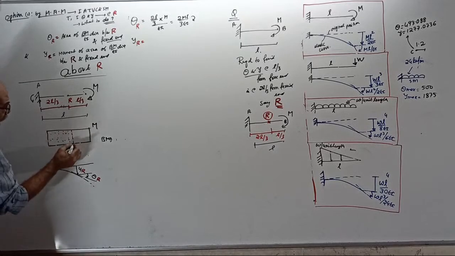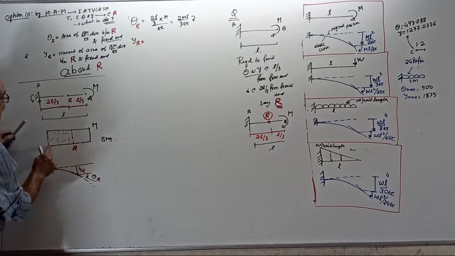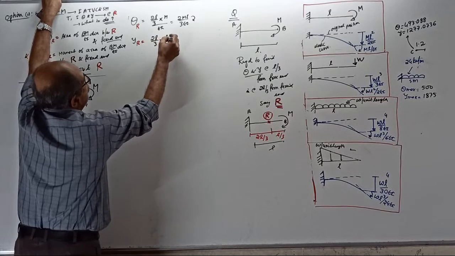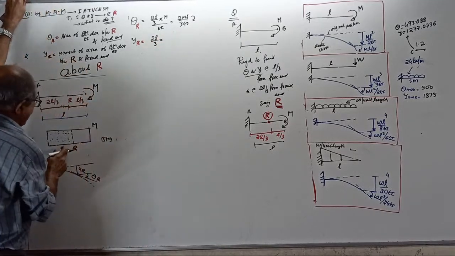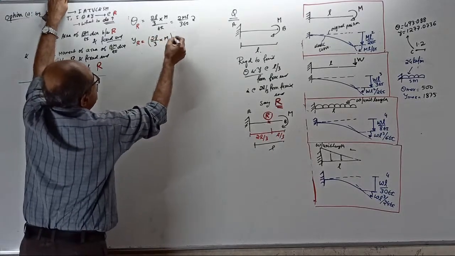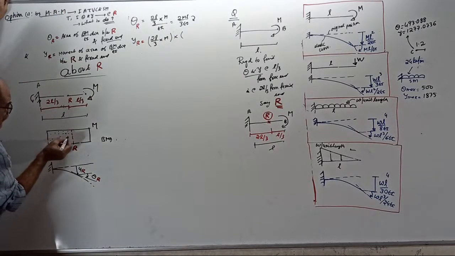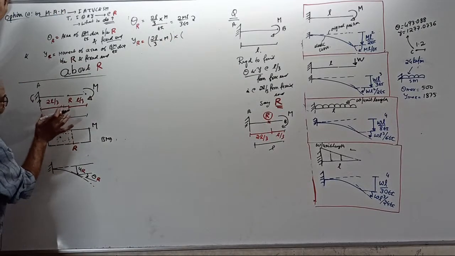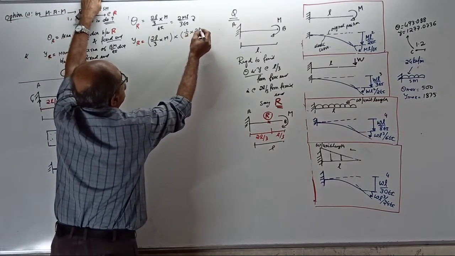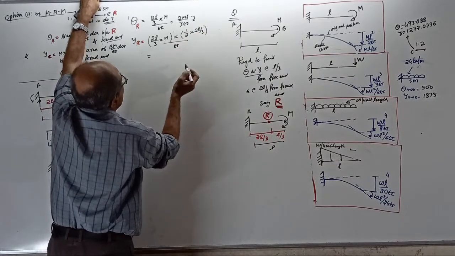Now, deflection at R equal to the moment of the area of this BM by EI diagram for this portion about R. About R equal to 2L by 3 into L by 3. 2L by 3 is the area, into the moment about R, the distance of its center of gravity from here. If it is 2L by 3, this is half of 2L by 3, rectangle. Divide by EI.